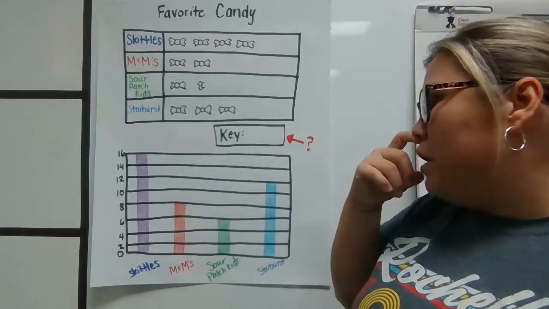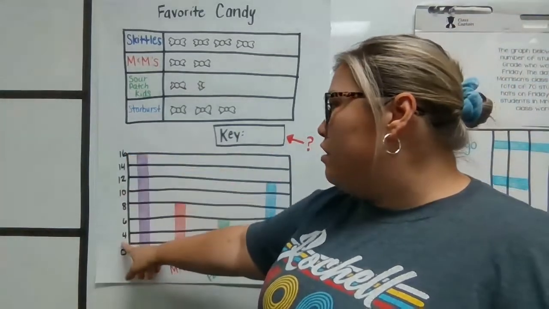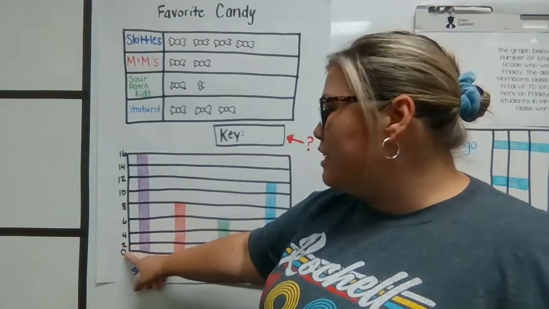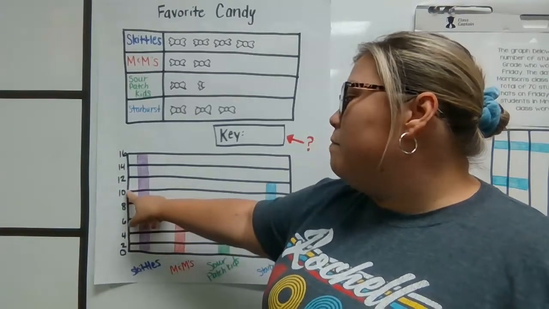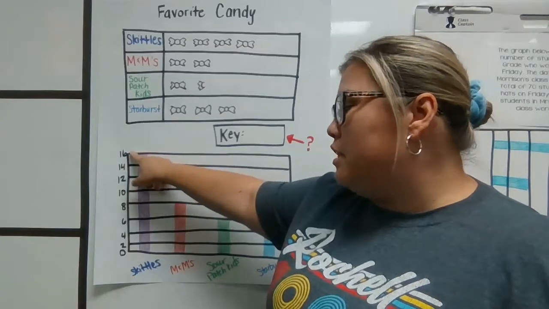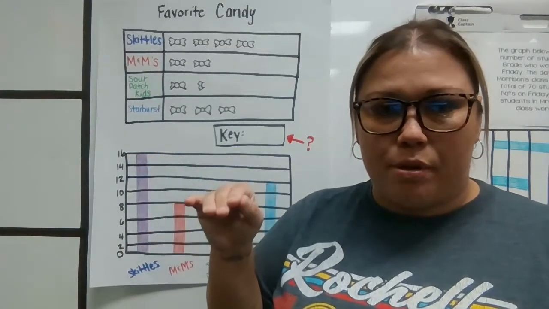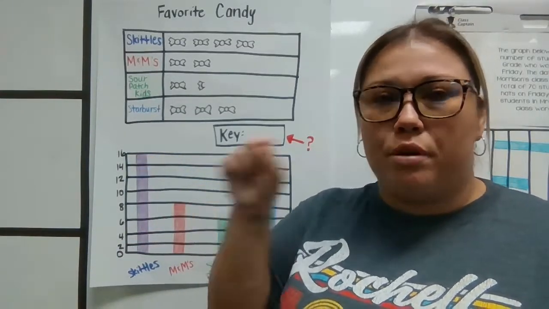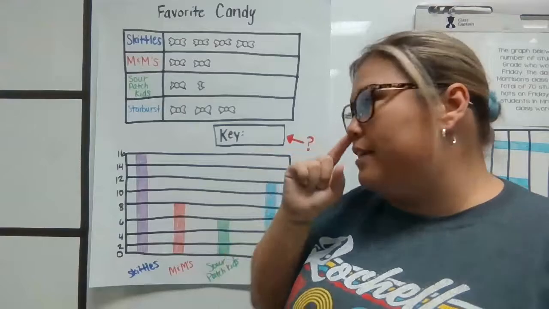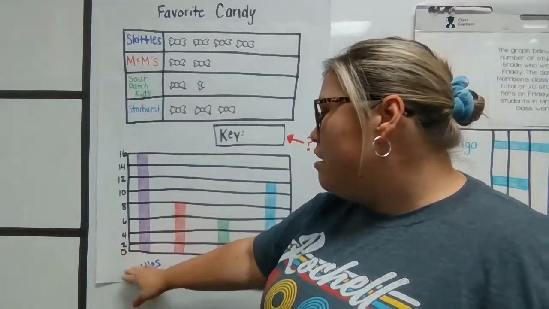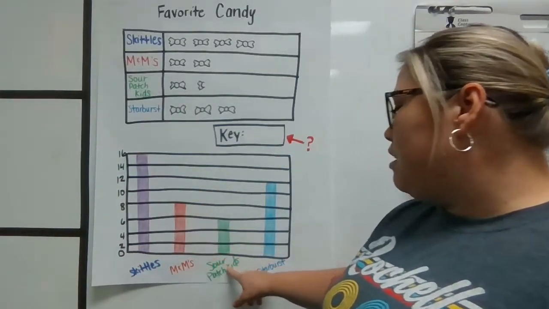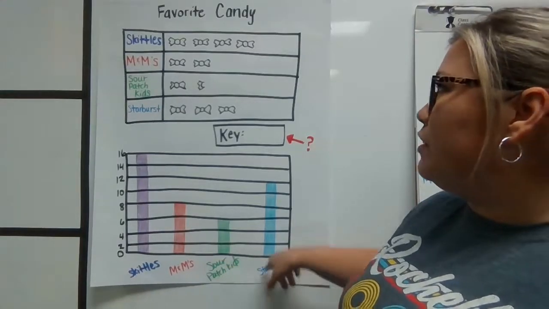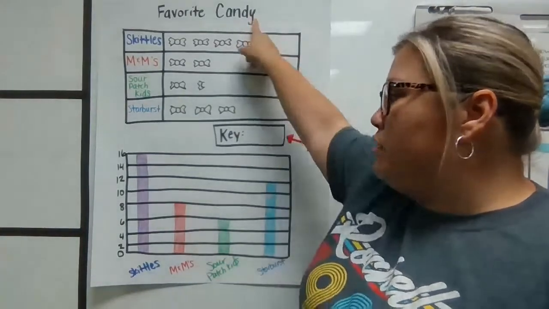So the first thing we're going to have to do is look at the scale on our bar graph. And our scale is counting by twos. 0, 2, 4, 6, 8, 10, 12, 14, 16. Each line is numbered, so I don't have to number in between every other line. So our scale is good. And we have 4 categories. They are Skittles, M&Ms, Sour Patch Kids, and Starburst. The title is our favorite candy. It's way up there at the top.